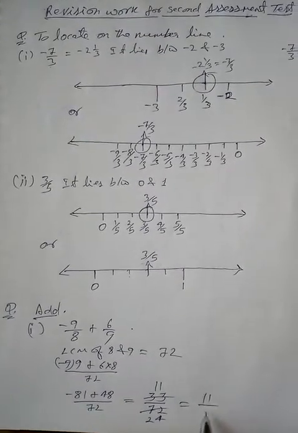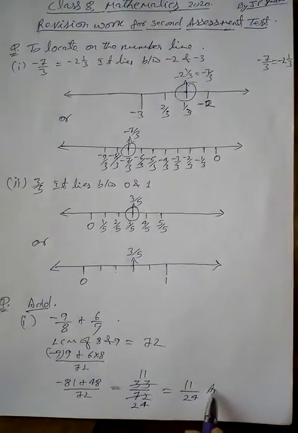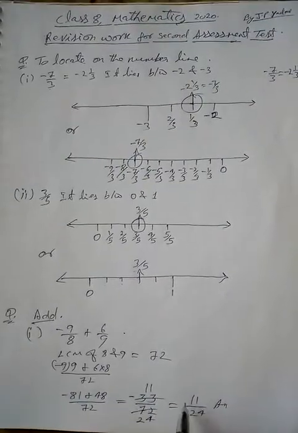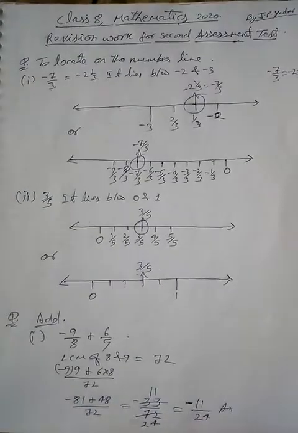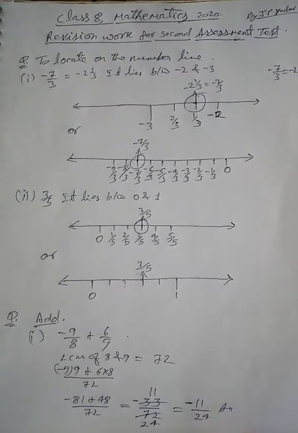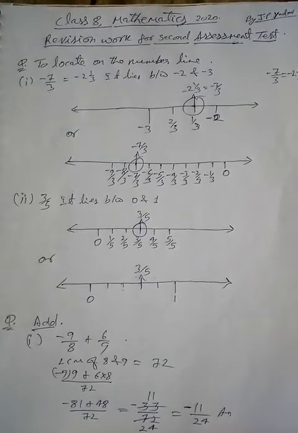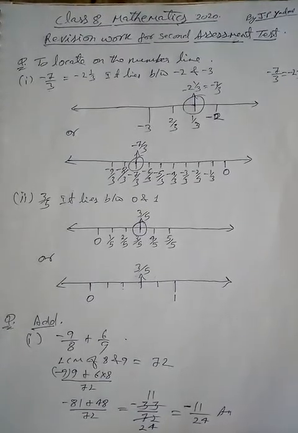So it is 11 by 24 is the answer, and that too in negative, because it is negative. So this is the way you can add any two fractions.